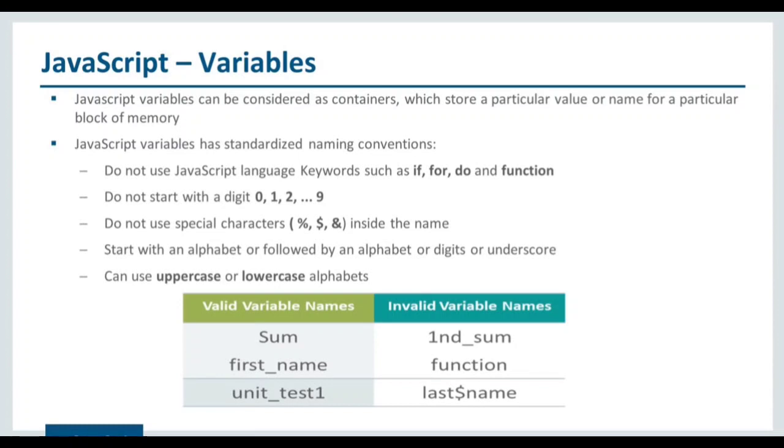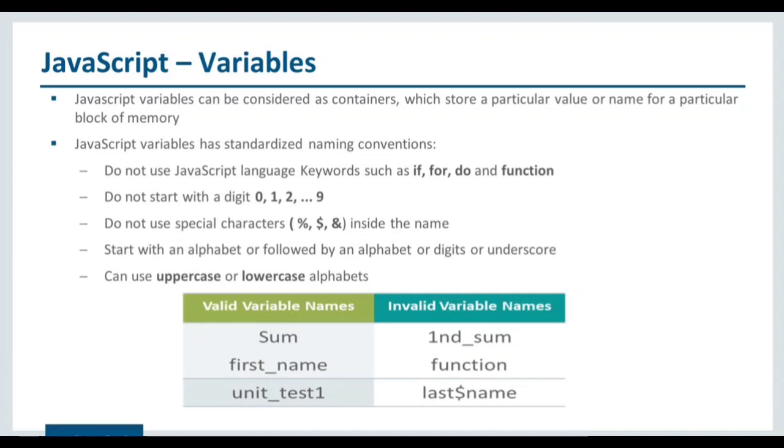What are the rules? The rule says that you cannot use any JavaScript language specific keyword. That is something like if, for, do, function. So all these keywords have some meaning in JavaScript. There is some logic, there is something that will execute if you use such keywords. So you cannot name your variable with the keywords that are existing in JavaScript language.